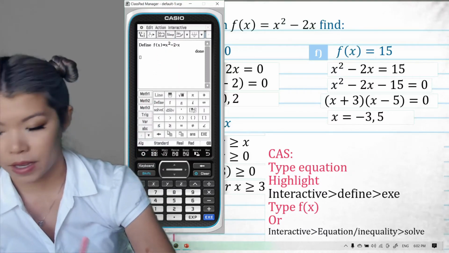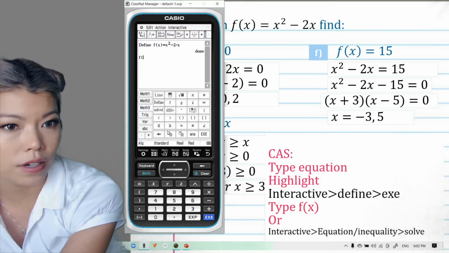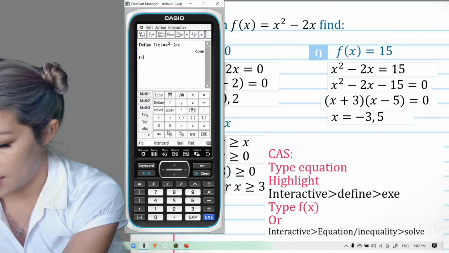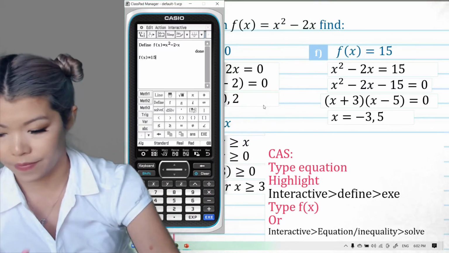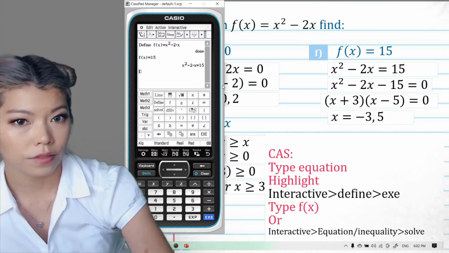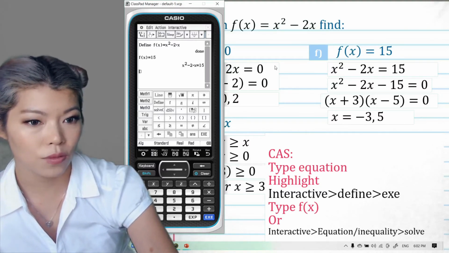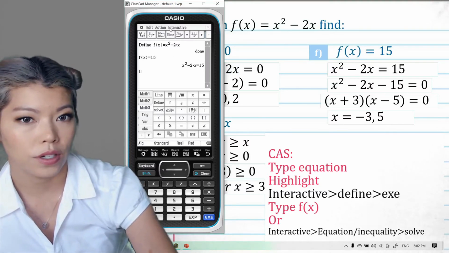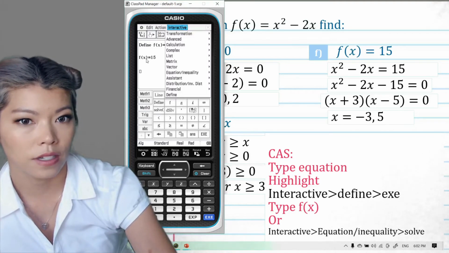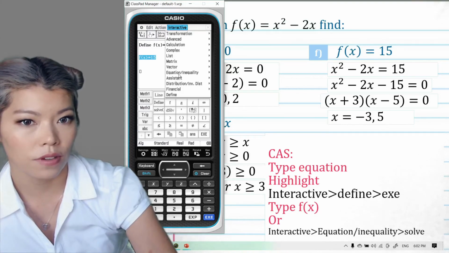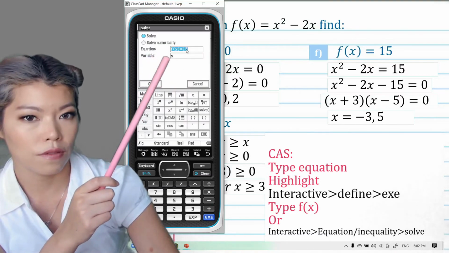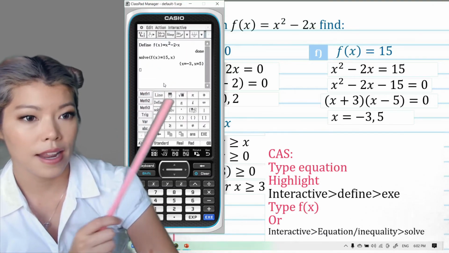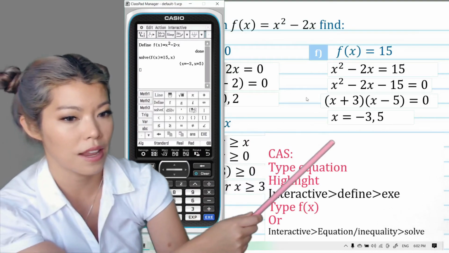So now if we type in, for example, f of x equals 15, so that equation there, we would actually want it to solve. So what would we do? We would go interactive, so we can highlight that, interactive, and where is solve? Equation inequality over there, solve. So it's going to solve for that, and our variable is x, and now it's going to give us our two solutions, negative 3 and 5.